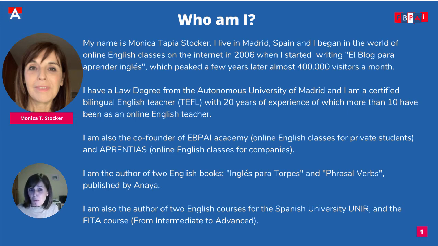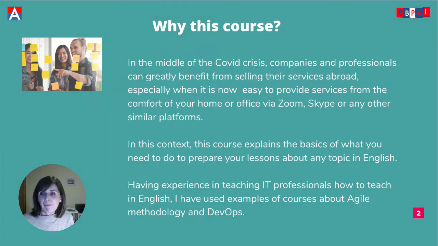And I'm also the co-founder of 2 English academies. One is an academy for Skype lessons for private students, and the other one is for companies. One is a PI for private students, and Apprentice is for companies. So without further ado, let's see why I wrote this course.